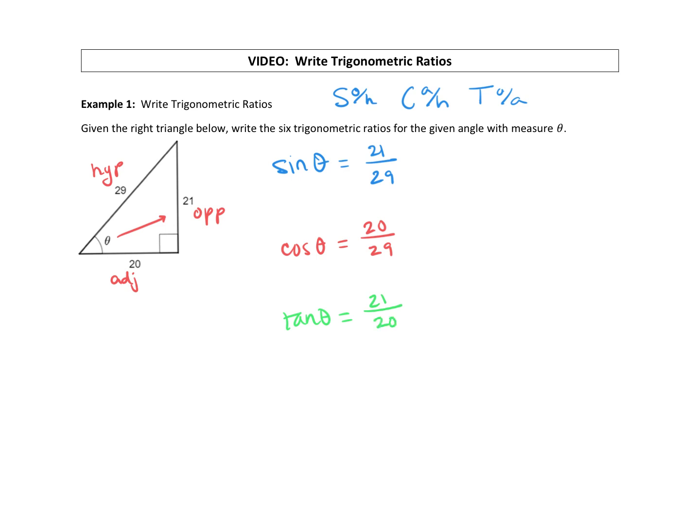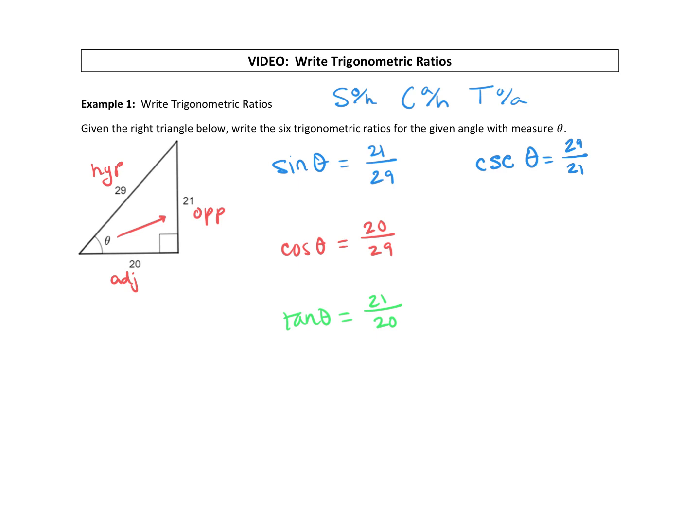Okay, so now we're going to set up our reciprocal trig functions. So remember, the reciprocal of sine is cosecant. Here's how it's abbreviated. That's a C, CSC. There's cosecant of theta. And then it's the reciprocal of this. So I'm just going to put 29 over 21. Cosecant is a reciprocal of sine.